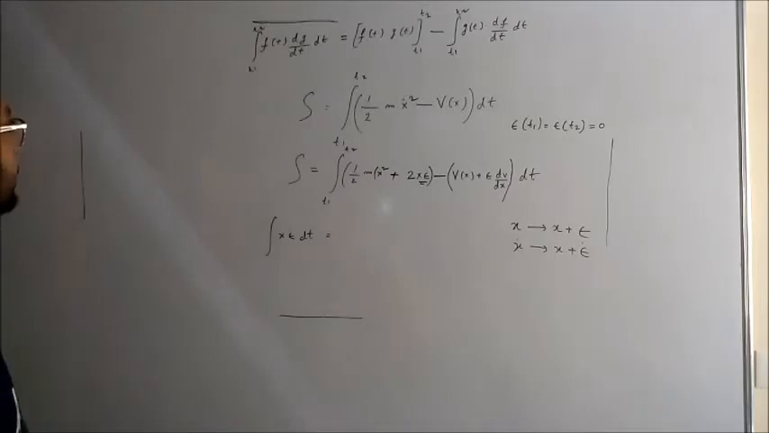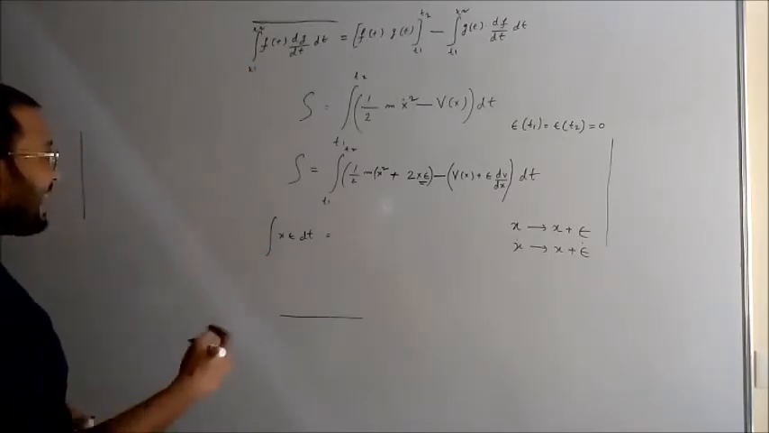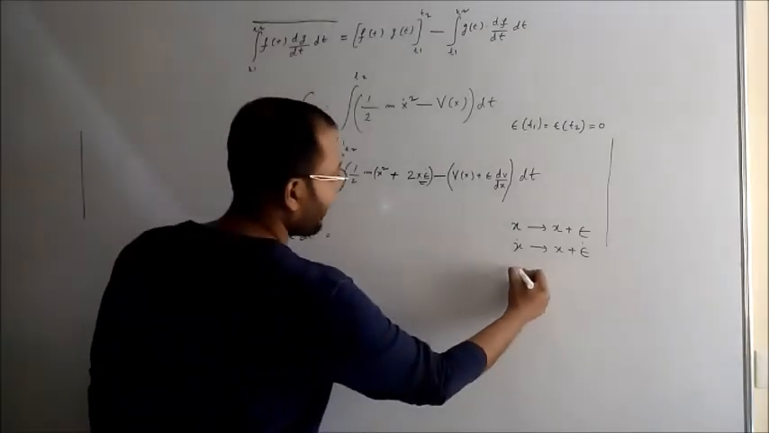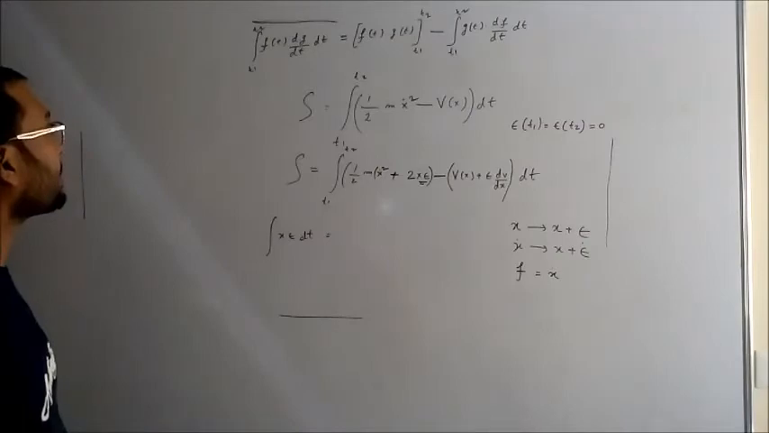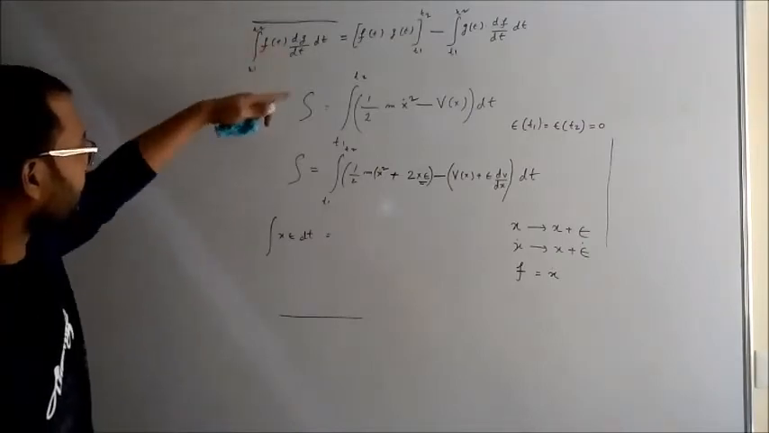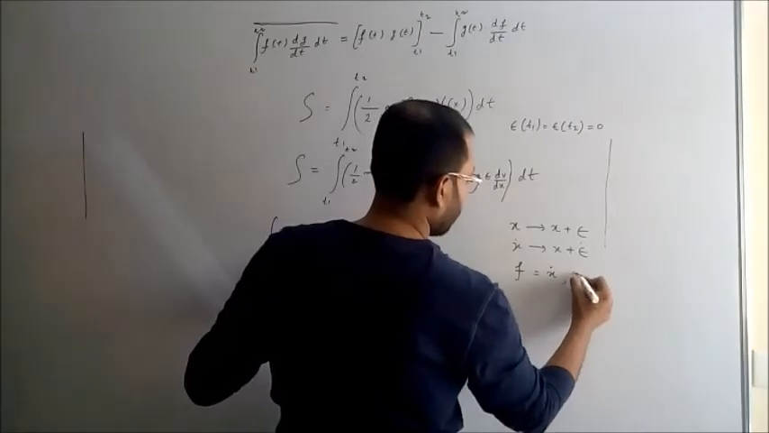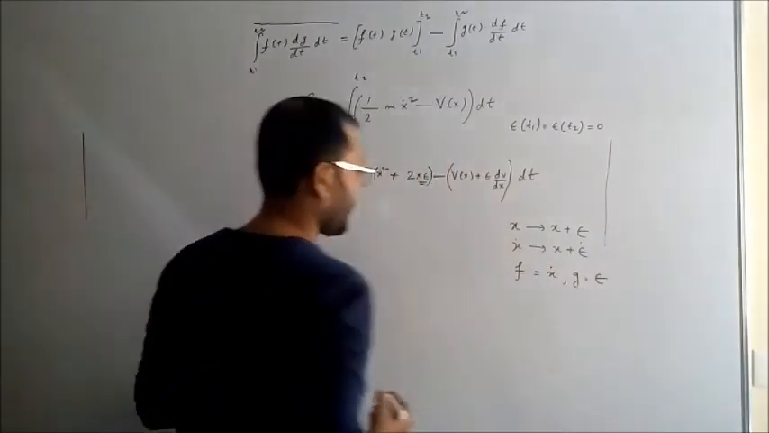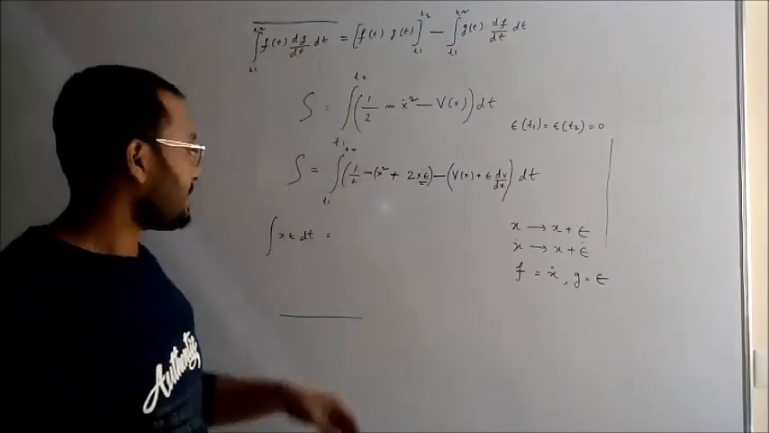If I compare this with this, what is my f? Let me write down my f here. F is, I think, simply x dot, and dg by dt is epsilon dot, which means g is epsilon.